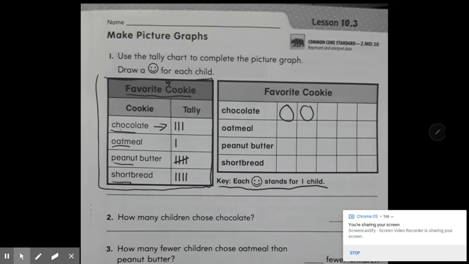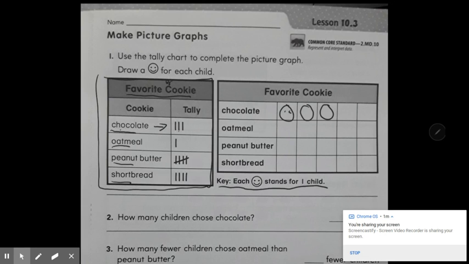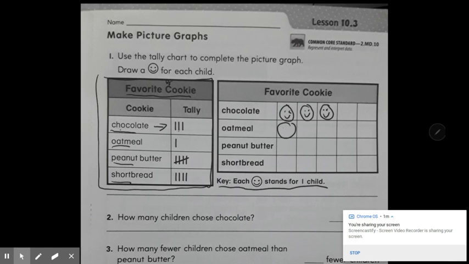Now, I'm going to warn you right now, my pictures are not going to be great. I'm doing this on a computer brand new and I'm still learning, but it's good to show how to create this.